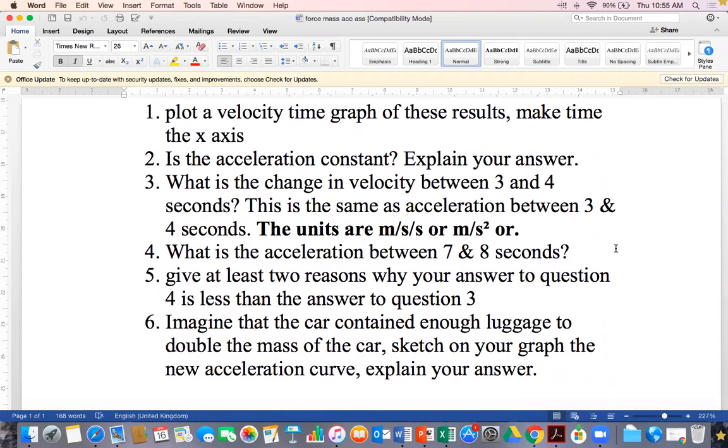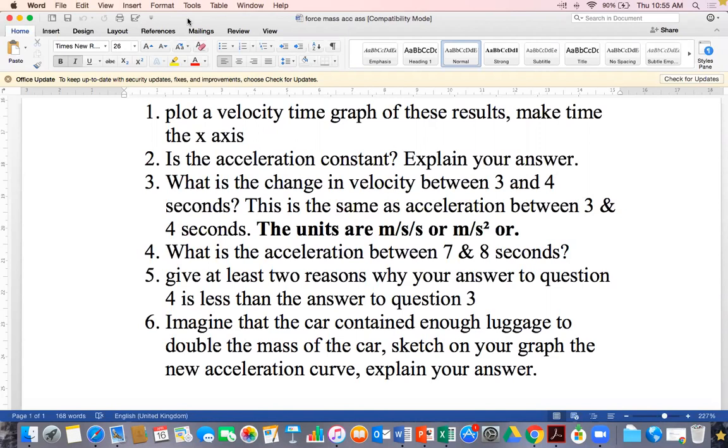Okay. Now, last one. Imagine that the car contained enough luggage to double the mass of the car. Sketch on your graph the new acceleration curve. Explain your answer. Now before you sketch, you are doubling the mass. So do you think the acceleration will increase or decrease? Increase.